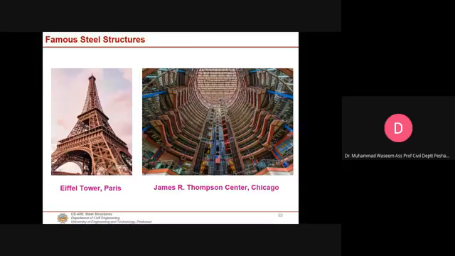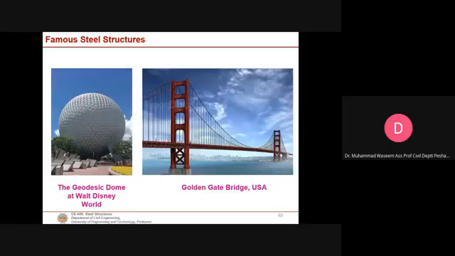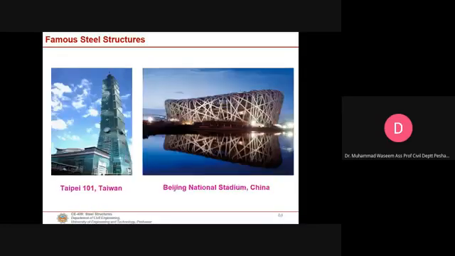Now these are some of the steel structures, like the Eiffel Tower and the James Thompson Center. They have been constructed using steel. Iron. You can see the geodesic dome at Walt Disney, a very attractive structure. We have the Golden Gate Bridge, also constructed out of steel. You have Taipei 101, this building. You have the Beijing National Stadium in China, which is constructed out of steel.